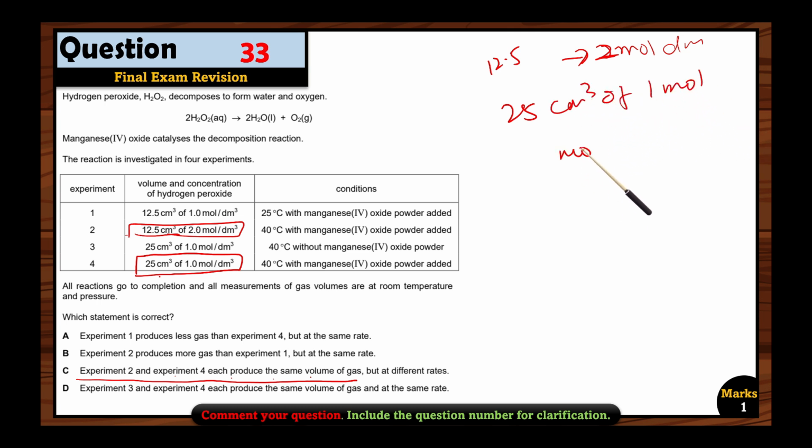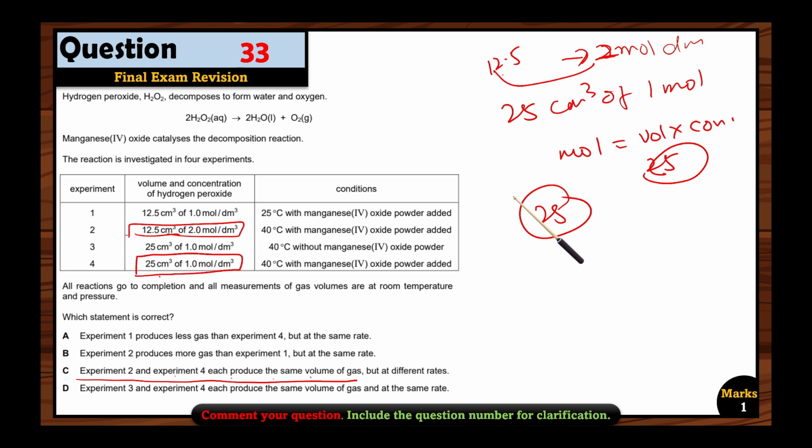So you remember the mole formula. Moles is volume times concentration, right? So it will be the same. How much is it? We have 25. Here 12.5 times 2 is also 25. So the number of moles is the same.